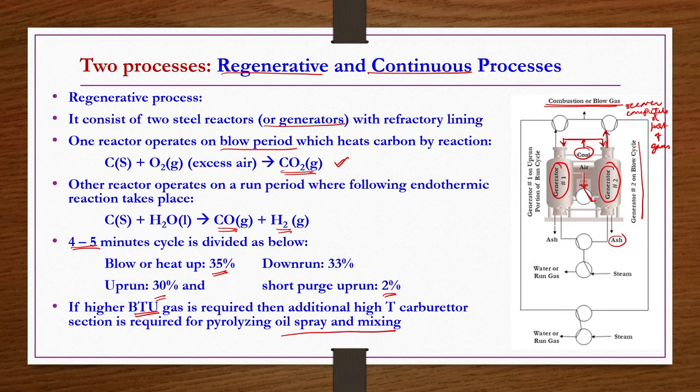One is that coal is coming from the top for this reactor also. Another is the steam, H2O, that you pass through this one. And then whatever energy is required, you can take from the blow cycle, where energy is liberated, and send it to this reactor. That energy would be helpful for the second reaction to take place, because the reaction in generator 1 is an endothermic reaction.